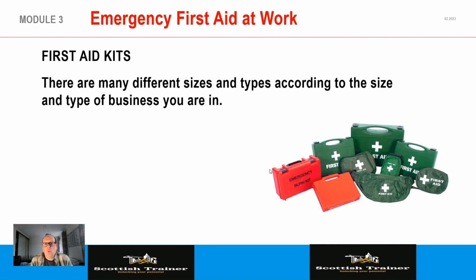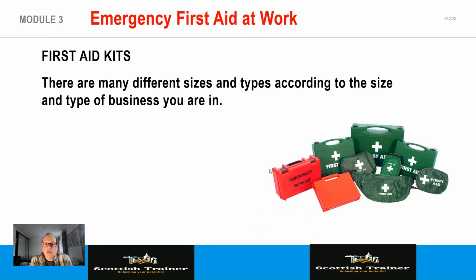First aid kits. What should be in a first aid kit? Again, it depends on your business. For example, my daughter's a dance teacher. In her first aid kit that she carries, there's a lot of cold compresses because it's the type of injury that's most common to her industry.